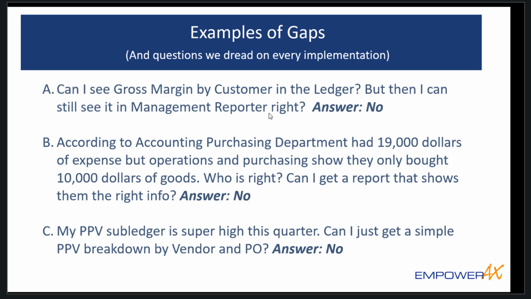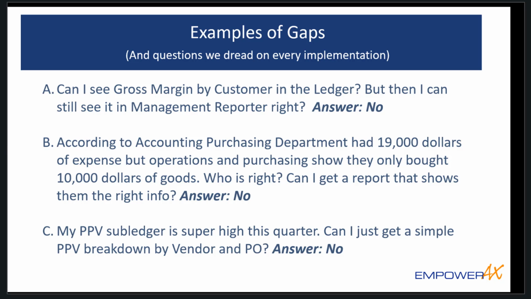Major gap. Some other gaps here are purchasing. Purchasing says I bought $10,000 of goods, yet I have $19,000 in miscellaneous purchasing expense. PPV. I want to just be able to run a PPV subledger report to show me vendor and PO, but I can't. It's just not there, okay?